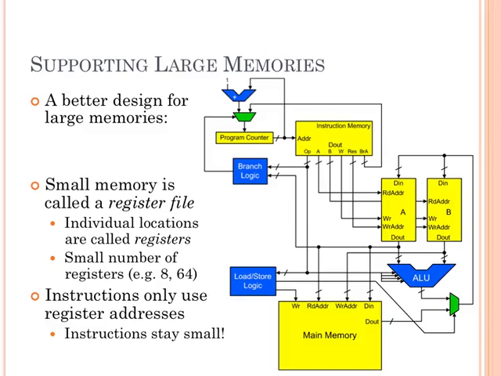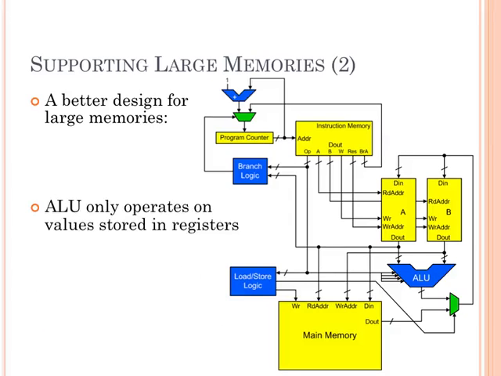So yeah, the instructions only encode register addresses, so the instructions get to stay small. If we keep ourselves to only 8 registers, then our A, B, and res, for result, will all just take 3 bits. And so our instructions won't grow that substantially. The ALU only operates on register values, which means now we need a way of pulling values from the main memory into a register, and a way of storing values from registers back into main memory.